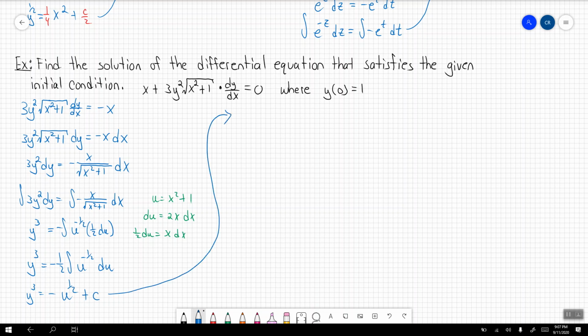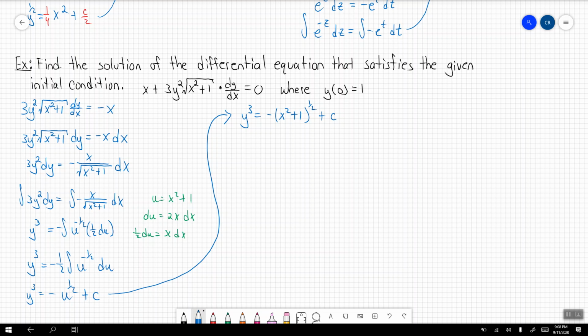Now that's looking pretty good so far. It's looking promising. So I'm going to remake my substitution because, again, I'm not trying to solve for u. I'm trying to solve for whatever x variable I had in there. So this is now going to be y to the power of 3 is equal to negative quantity of u, where u was x squared plus 1, to the power of 1/2. And then I have my plus c. Okay, looking pretty good so far. I like this. Okay, let's keep going.